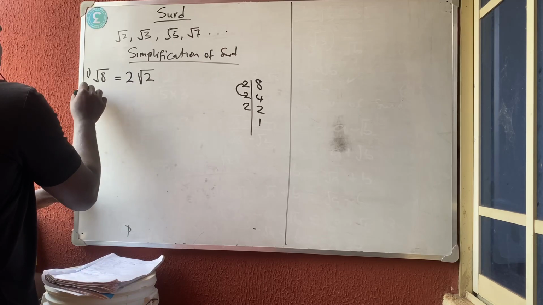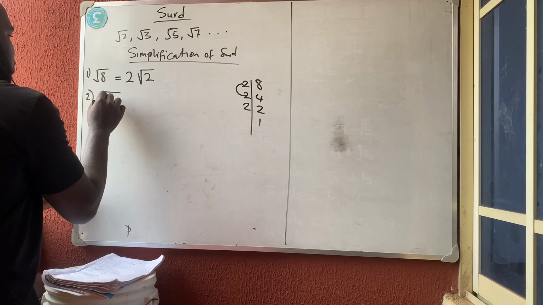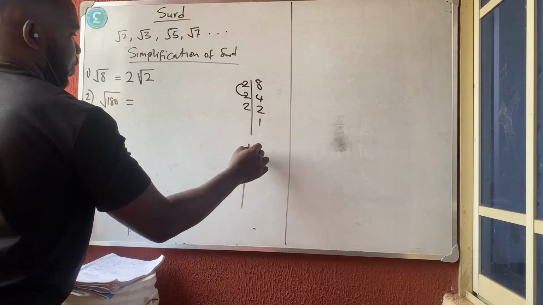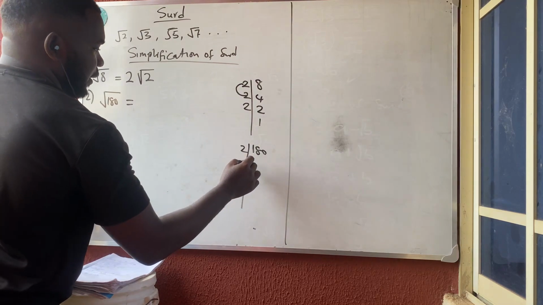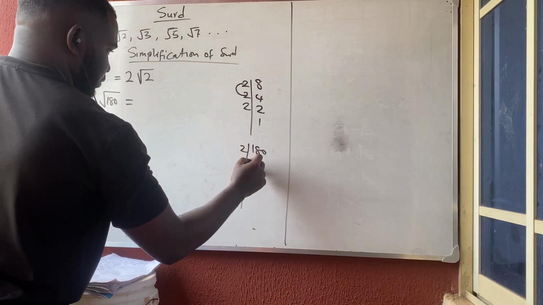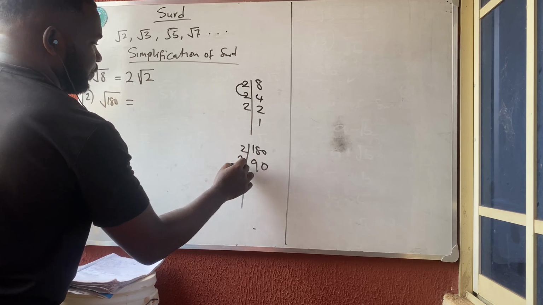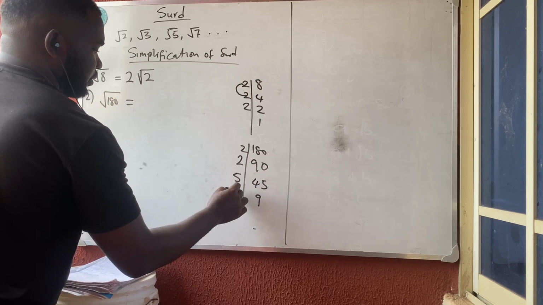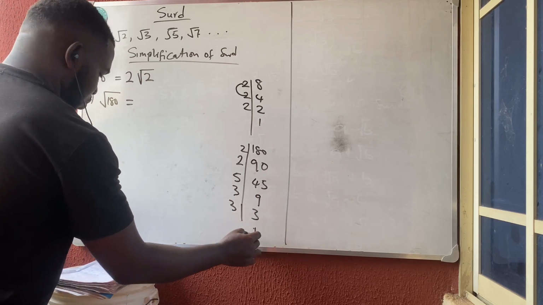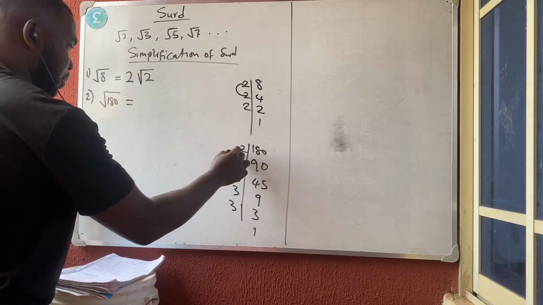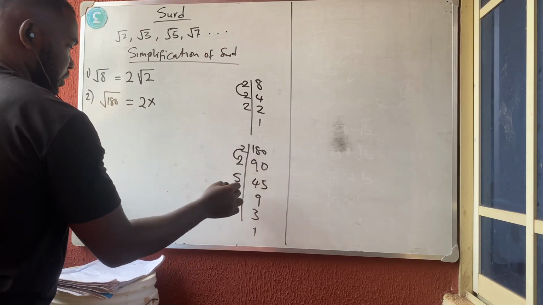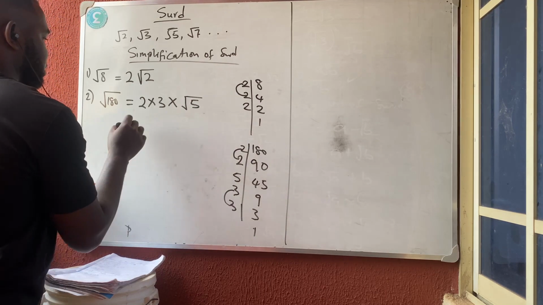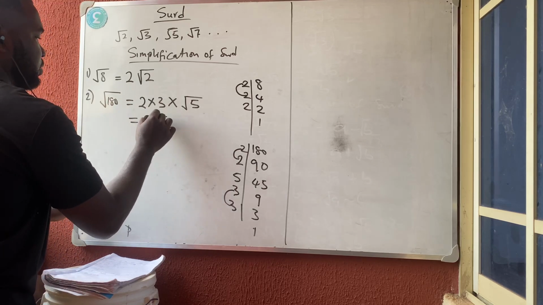So that is question number 1. Now number 2, watch, root 180. Look at 180. 2 divide, I'm having 90. 2 divide, I'm having 45. 5 divide, I'm having 9. 3 divide, 3. 3 divide, 1. Now if you look at this, this is double, stay outside, times. This is another double, stay outside, times. Then the 5 that is single stays inside. So my answer becomes what? 6 root 5.